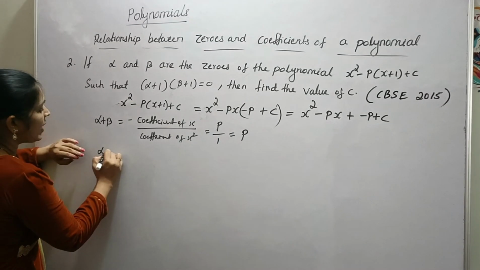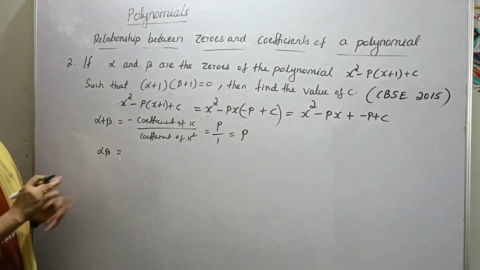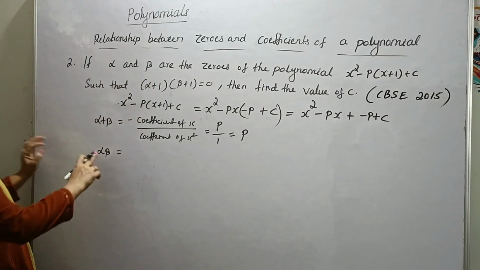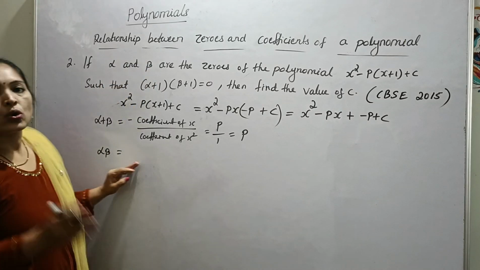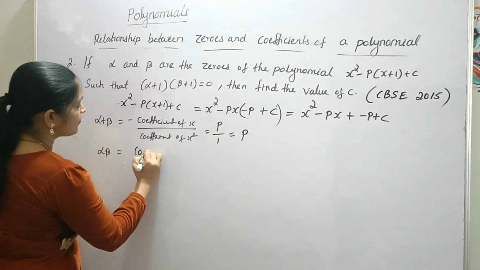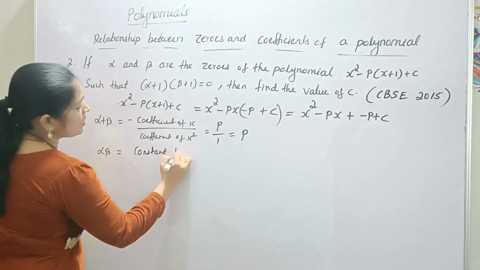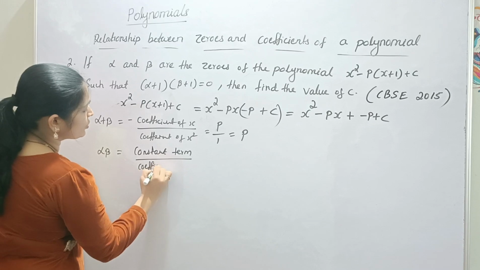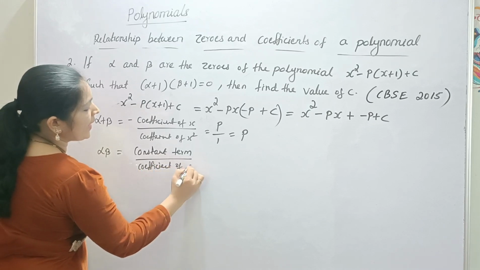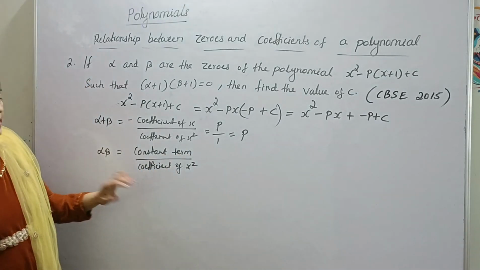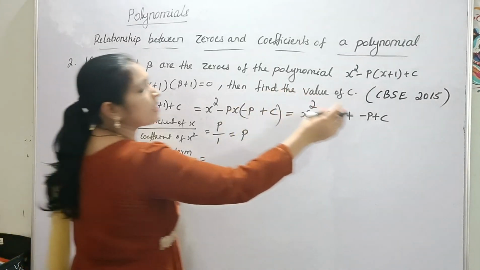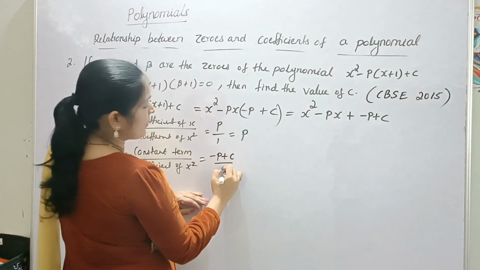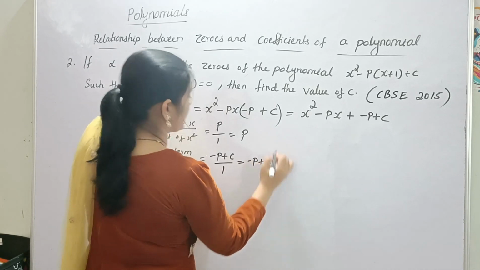After that, alpha into beta, that is the product of two zeros. It is given alpha and beta are the zeros, so alpha into beta is equal to the constant term divided by the coefficient of x square. What is the constant term here? Minus p plus c, divided by 1, that is minus p plus c.